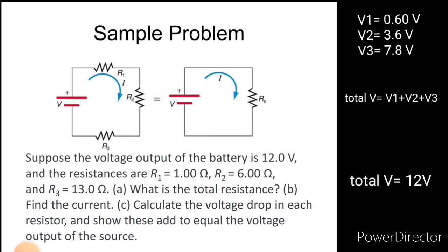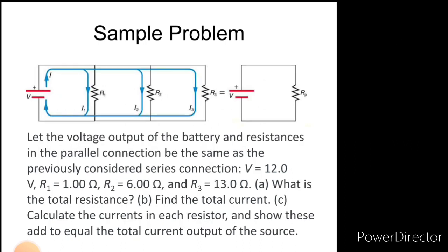Okay, next sample problem naman. Let's have a parallel connection. So, let the voltage output of the battery and resistances in the parallel connection dito be the same as the previously considered series connection. V is 12 volts, R1 is 1 ohm, R2 is 6 ohms, and R3 is 13 ohms. Question, what is the total resistance? Find the total current and calculate the currents in each resistor and show this add to equal the total current output of the source.